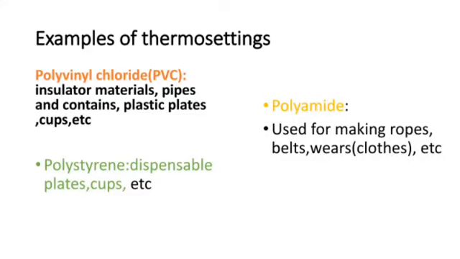Examples of thermosettings: we have the PVCs, which are used in making insulator materials, pipes, containers, plastic plates, cups, and so on. We have the polystyrene, used in making disposable plates, cups, and so on. We have the polyamide, used in making ropes, beds, wares, and so on.